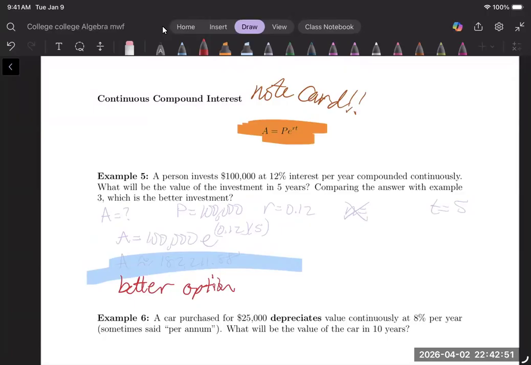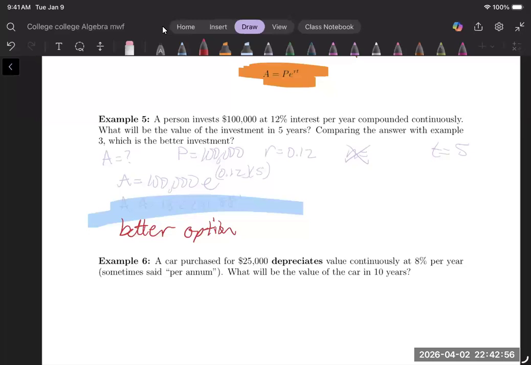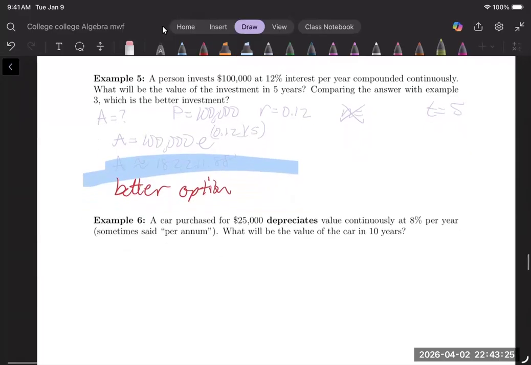Okay, so now example 6: a car purchased for $25,000 depreciates, right, to go lower in value continuously at 8% per year, sometimes said per annum. What will be the value of the car in 10 years? So, do we expect the output to be greater than or less than 25,000? Oh, less than. Good job. So again, all my ducks in a row.